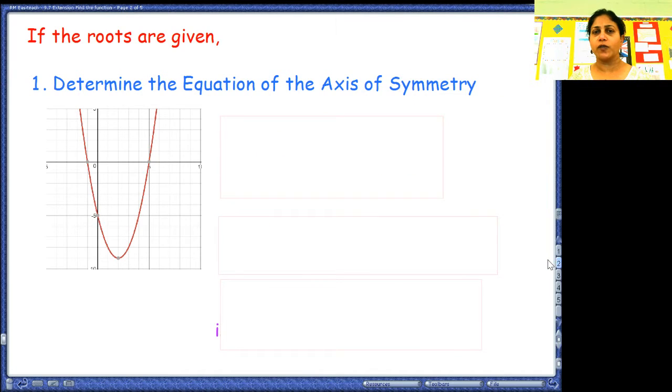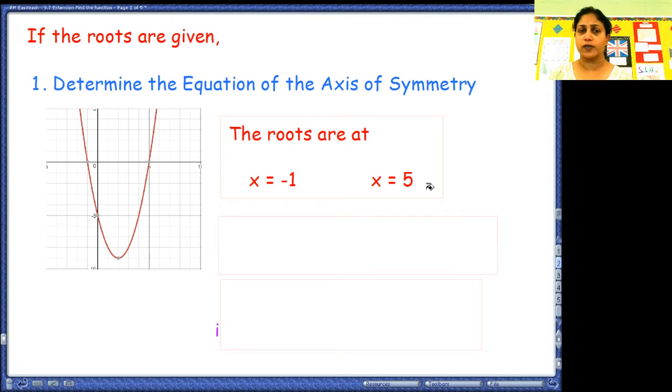Let's say you're given a quadratic function as a graph and you can see the roots here. How can you find the equation of the axis of symmetry? So here we can see that the roots of the function are at -1 and +5, which means x is equal to -1 and x is equal to +5.